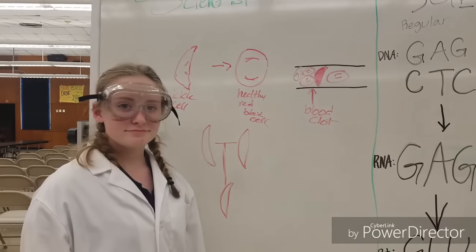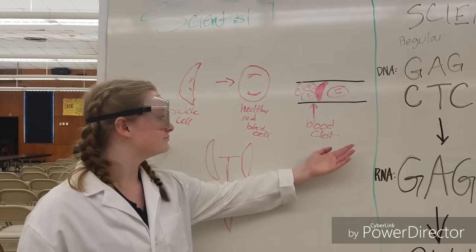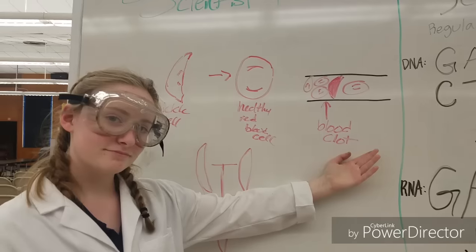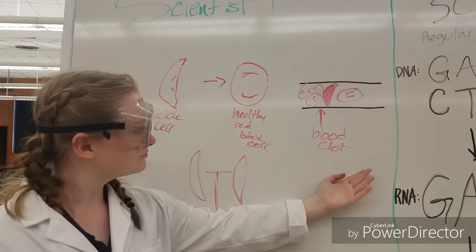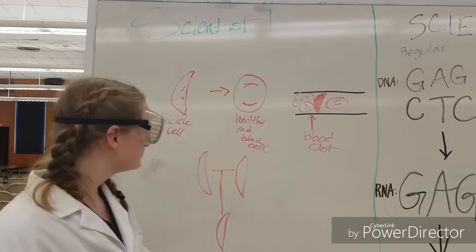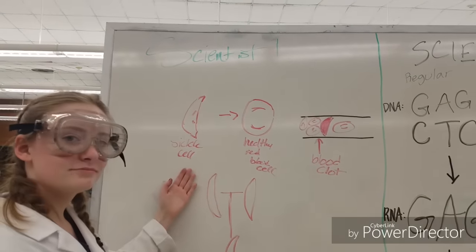Now that you know about transcription and translation, let's talk a little bit about sickle cell. One downside of sickle cell is that because of the crescent moon shape, your blood cells can clog your capillaries, cutting off your circulation. An upside, however, is that sickle cell can help prevent you from malaria.